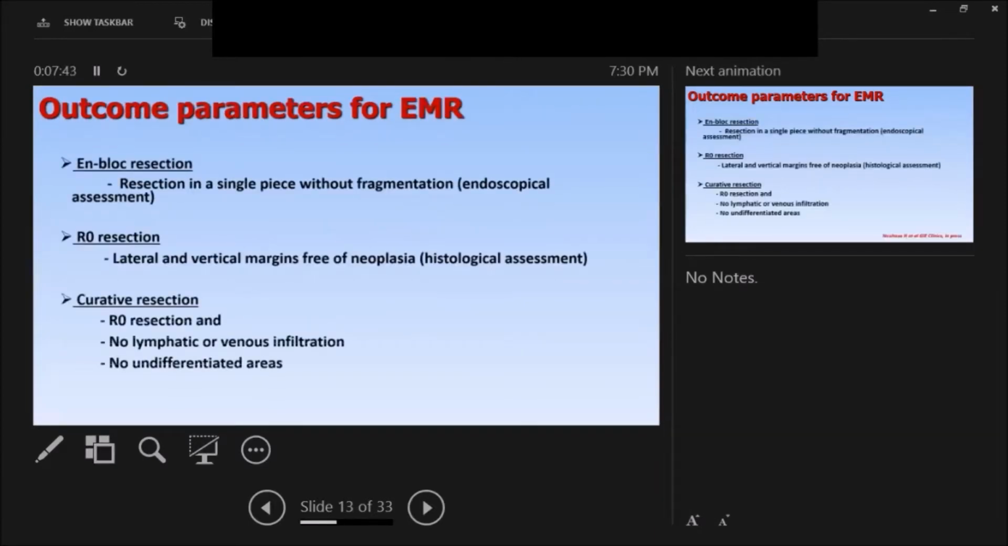Outcome parameters of EMR: we have en bloc resection in a single piece without fragmentation. The more en bloc resection, the less the recurrence of the lesion. R0 resection means that lateral and vertical margins are free of neoplasia. Curative resection means that when we achieve R0 resection and after histopathological analysis, there is no lymphatic and or venous infiltration, and no undifferentiated areas.